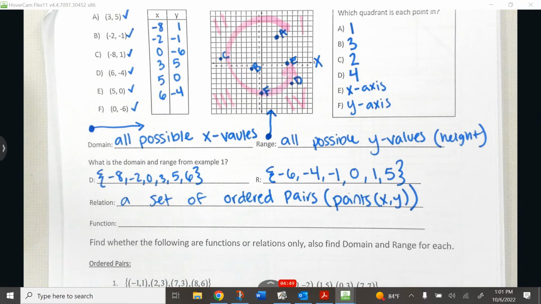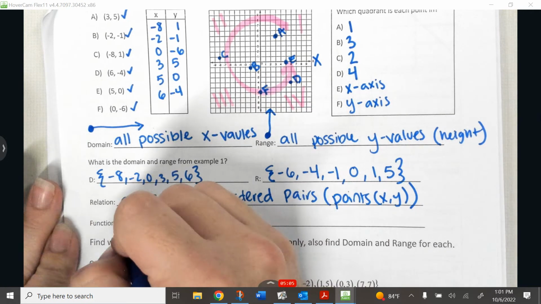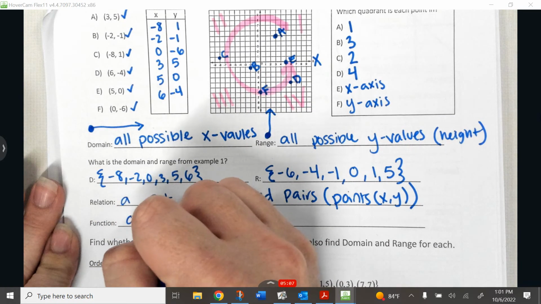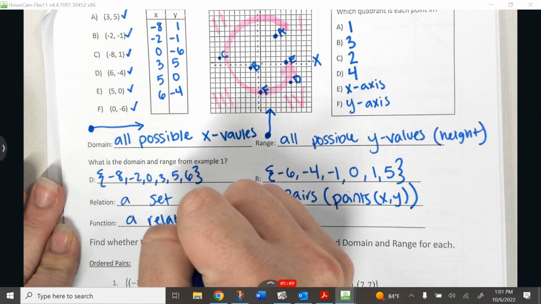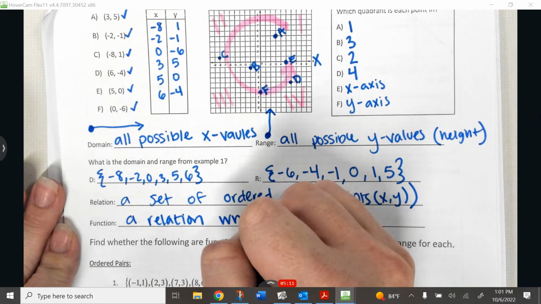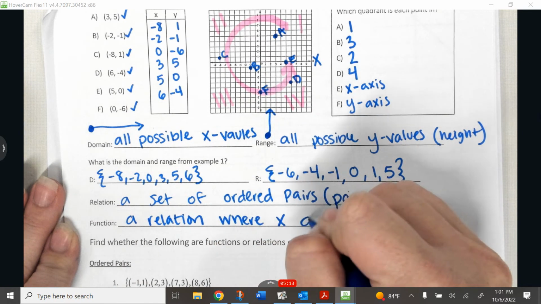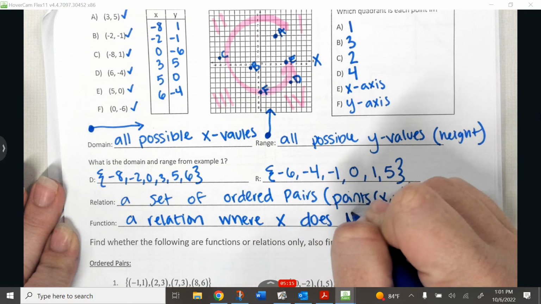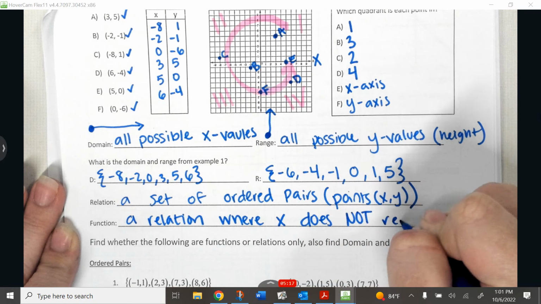Anybody remember what a function is? Isn't that y over 60? I mean, linears are functions, yes, but how do we know if something's a function? Does anybody remember? What cannot repeat? The x. The x cannot repeat. So a function is a relation where x does not repeat.